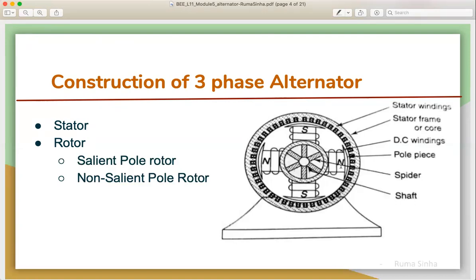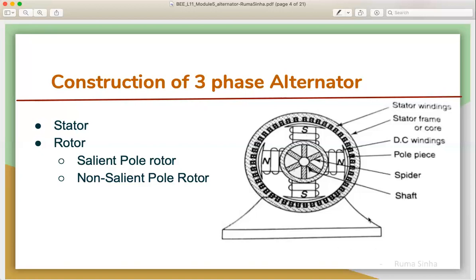That is how it is made sure that if this is a north pole, this will be a south pole, and the next one is again a north pole, the next one again a south pole. We can have a machine with multiple numbers of poles. The picture shows a 4-pole machine. We can have a 2-pole machine, 4-pole, 6-pole, 8-pole, or more.